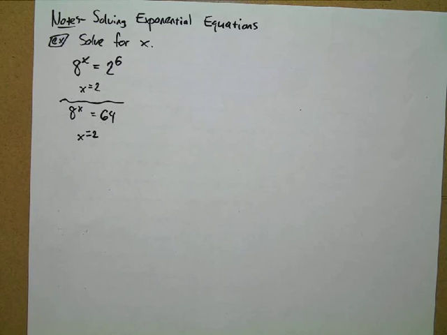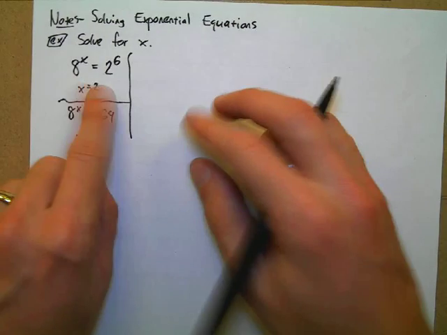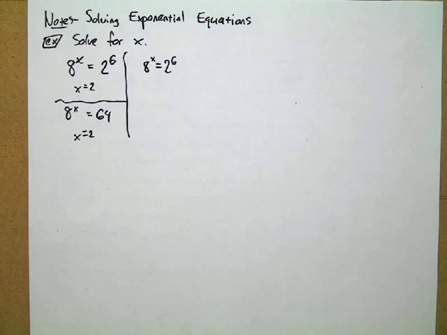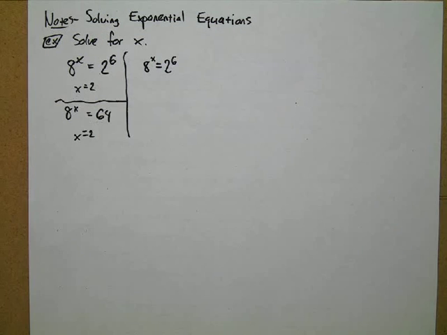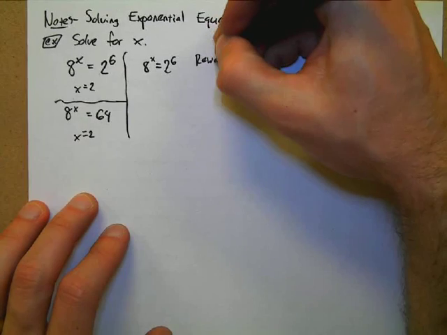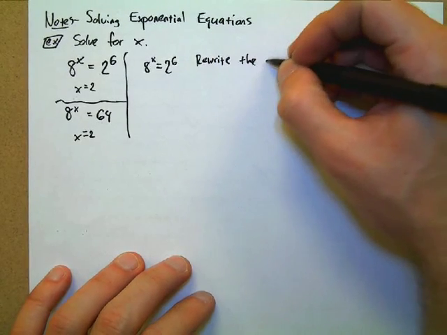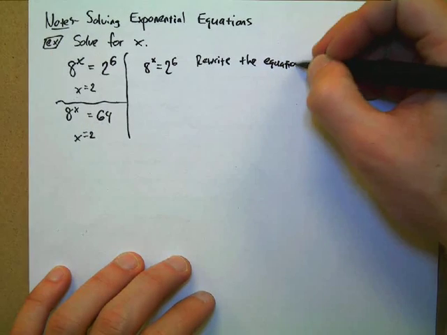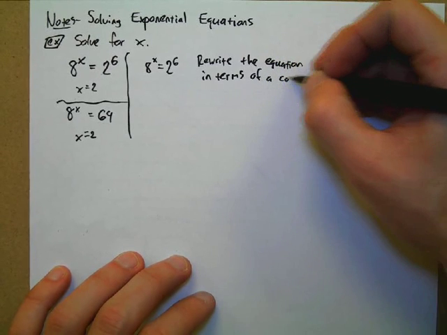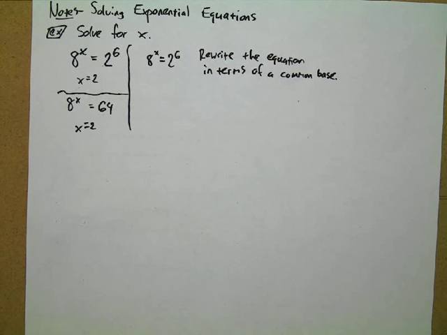And then the third way to do it, that also is helpful, is to start back at 8 to the x equals 2 to the 6, and we can get a common base. Our goal here is to rewrite the equation in terms of a common base. This is one way we can do some of these without a calculator, but still do some algebra. So what would our common base here be?